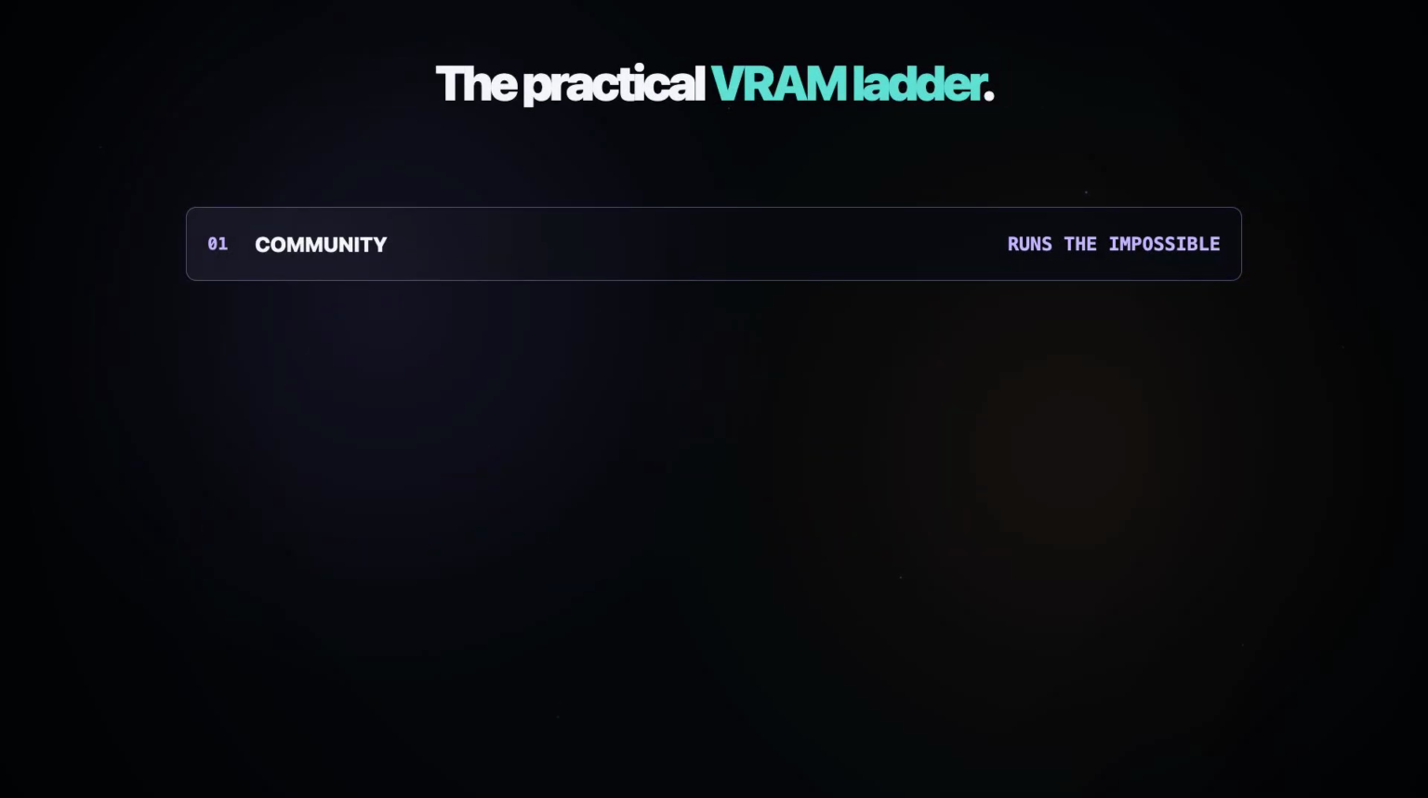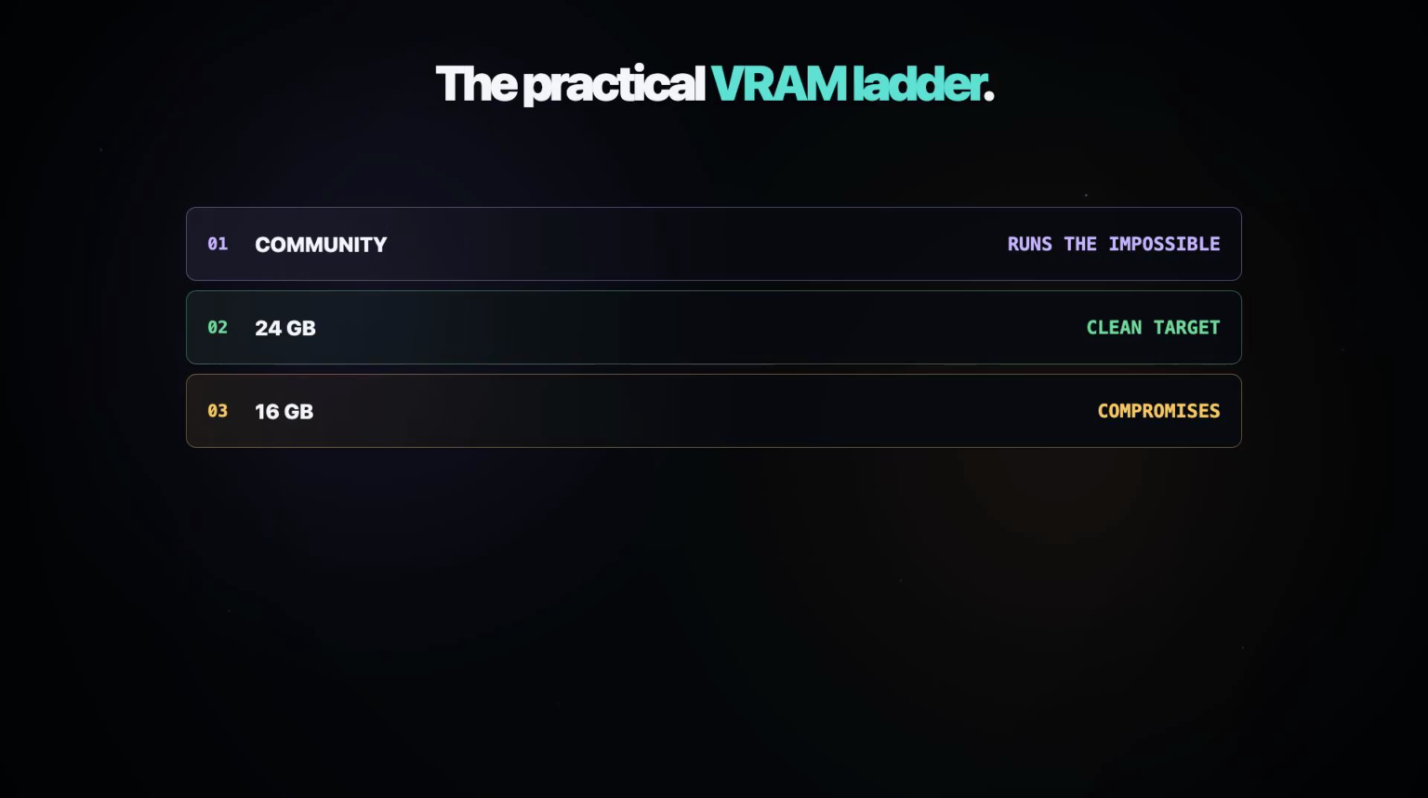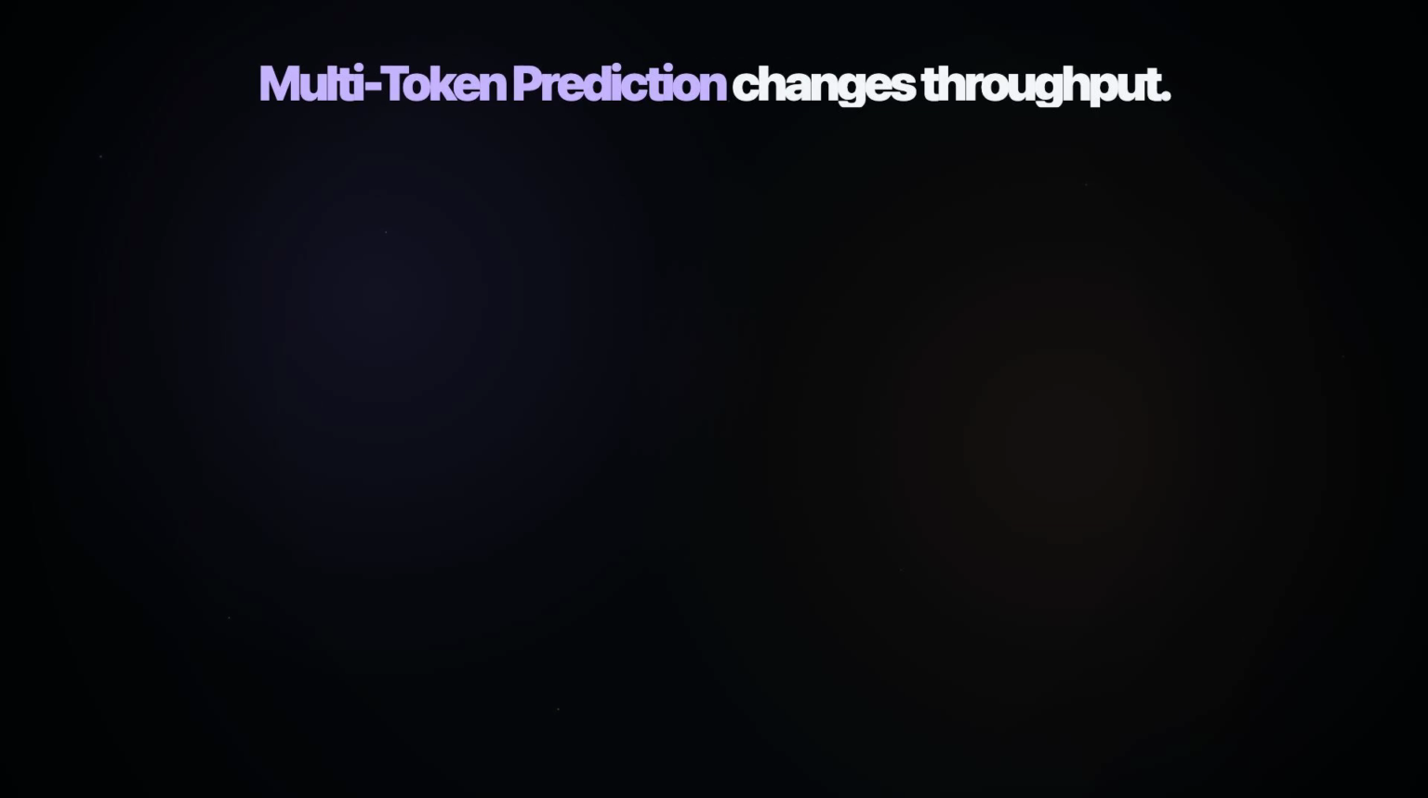So yes, people will absolutely run Qwen 3.8 on hardware that looks impossible. That is what the local AI community does. But if you actually want to use this model every day, 24 gigabytes is the clean target. 16 is workable with compromises. 12 is experimental territory.